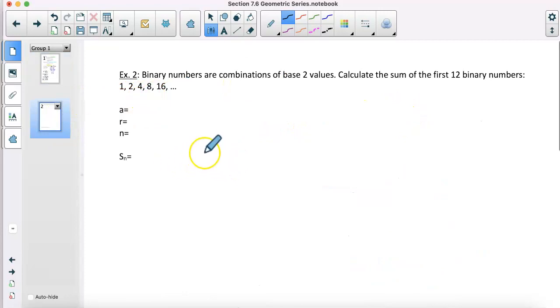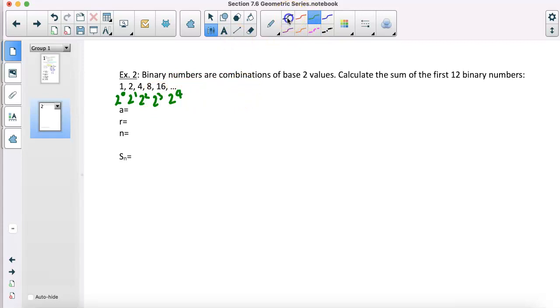So let's take a look at our last example. Binary numbers are combinations of base 2 values. So all of these can have a base of 2. For example, this is 2 to the exponent 0, this is 2 to the exponent 1, 2 to the 2, 2 to the 3, and 2 to the 4. So we want to calculate the sum of the first 12 binary numbers.